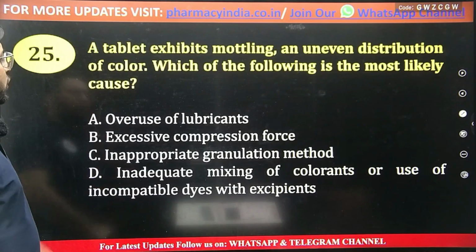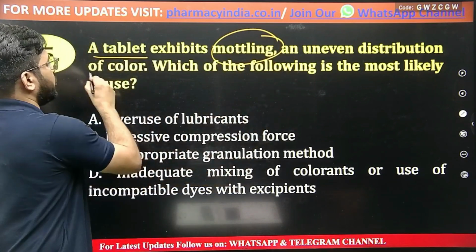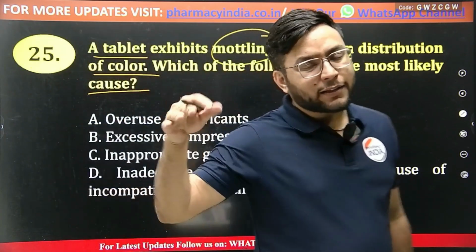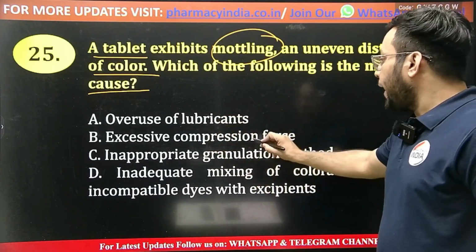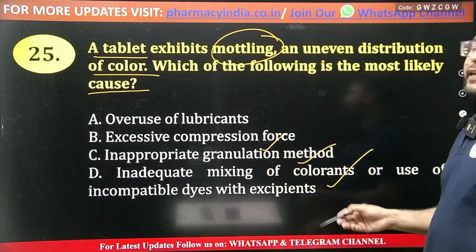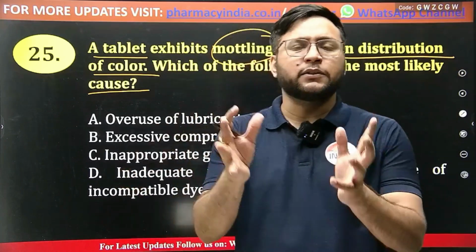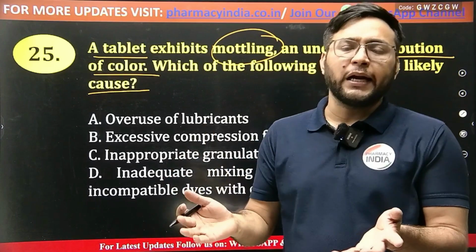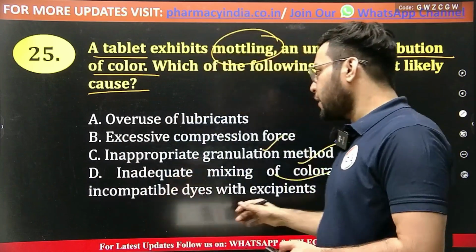Now, the last question of today's class: a tablet which exhibits mottling. Mottling means unequal distribution of color. Which of the following is the most likely cause? Means the reason for mottling is asked in the question. Overuse of lubricant? No, it is not related to the lubricant. Excessive compression force? No. Inappropriate granulation method or inadequate mixing of colorant? Yes. Uneven distribution of color happens when the substance is not mixed properly, so there is uneven or unequal distribution. Ultimately the process or the term is known as mottling. So the correct answer is option D.